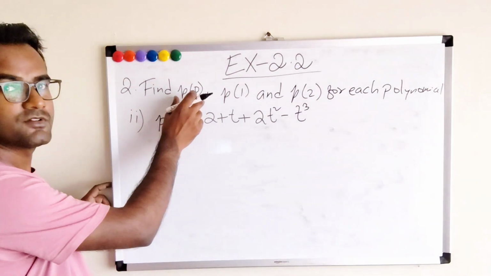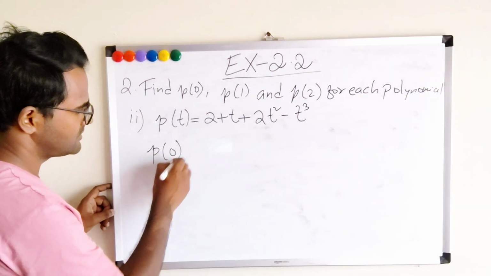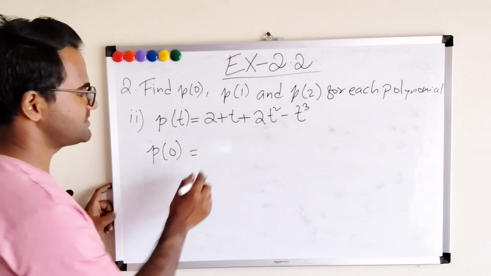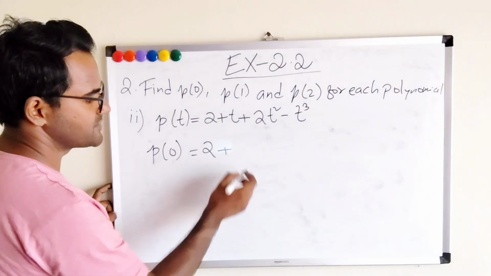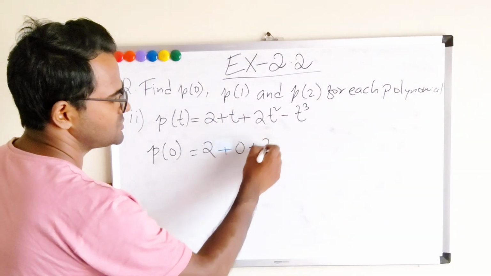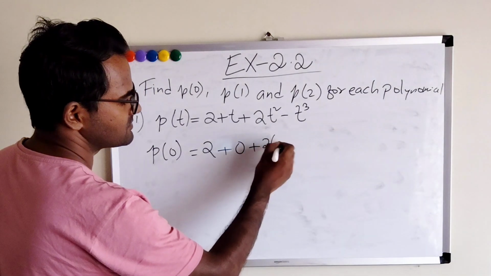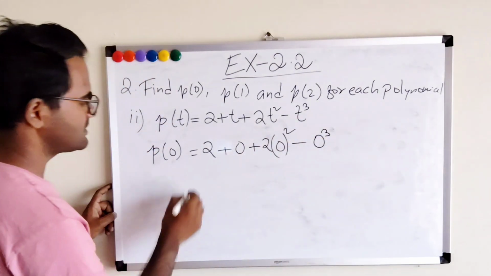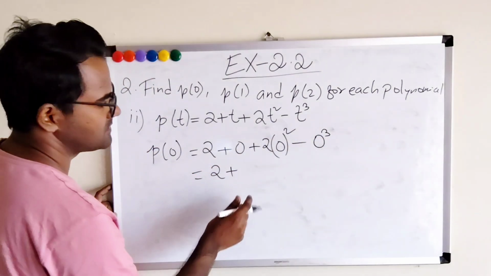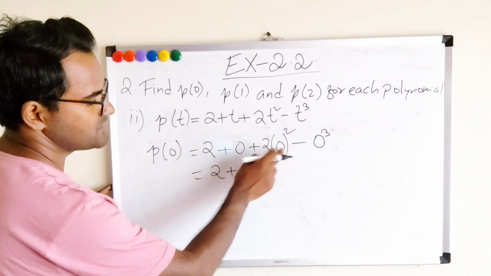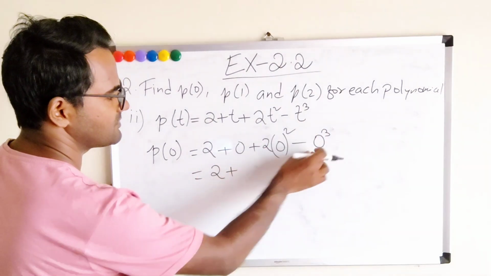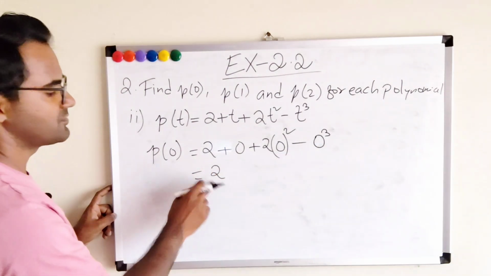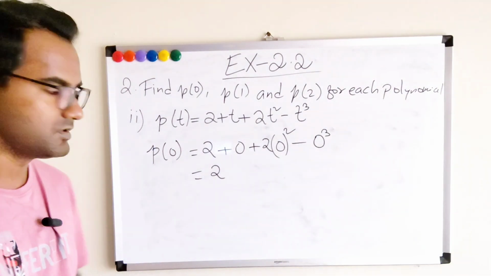So first we are going to take p of 0. So wherever you see the alphabet t, it will be replaced by 0. So here 2 plus t, which means we will write here 0 plus 2. Then again t is here, which means 0 square minus again t here, so 0 cube. Now 2 into 0 will always be 0, so forget about all this. So this is 0, this is 0, this is 0, which means you're going to get how much here? You're going to get 2, right?